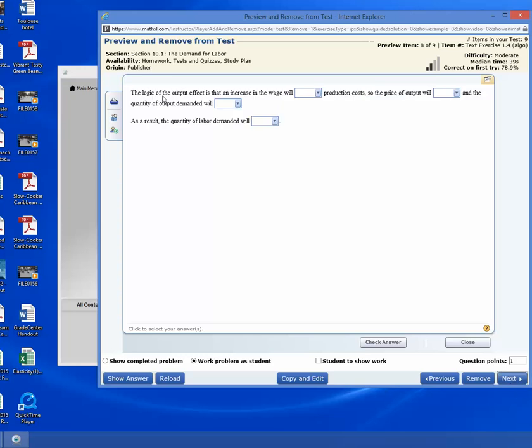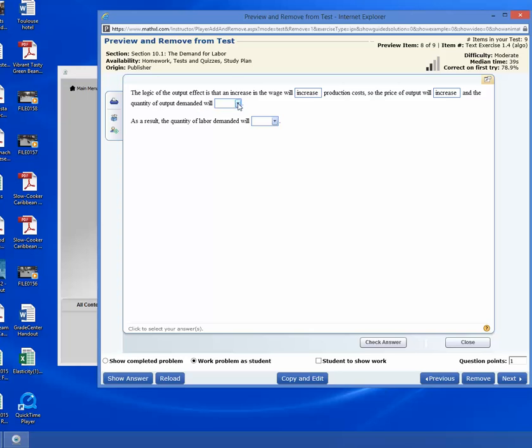Ooh, here's a lot of questions here. So this may be worded as decrease instead of an increase, but let's start this one. The logic of an output effect is that an increase in the wages, so this may be decrease if you do this another time. So an increase in wages, of course, is going to increase the cost, right? So the price of the output then will increase. And again, this is why people say that minimum wage should not be raised, because it's going to increase the cost, increase the price of products for the rest of us.